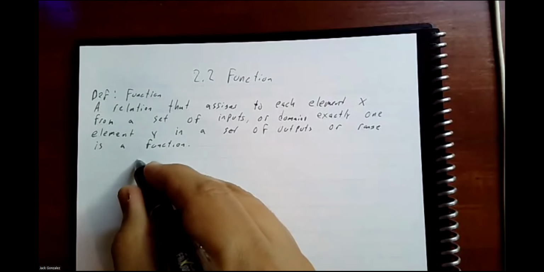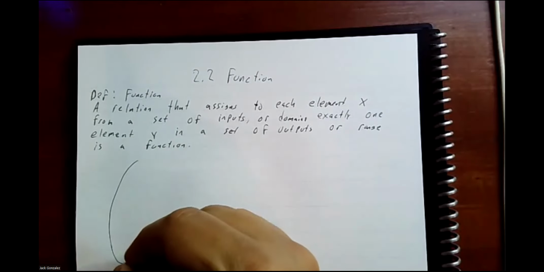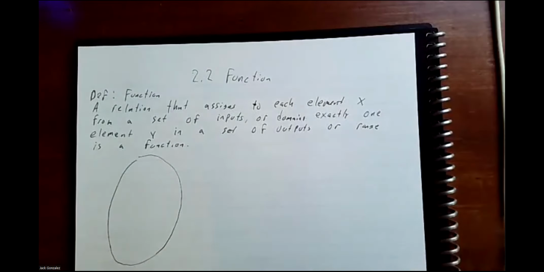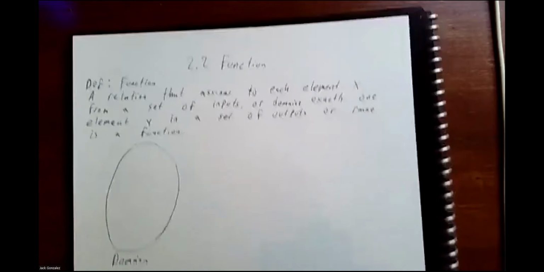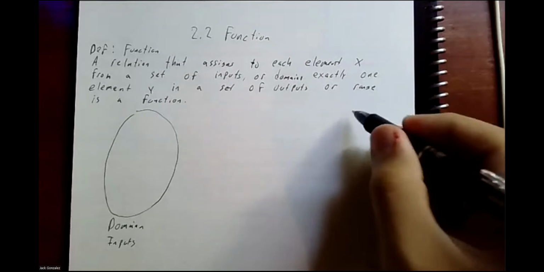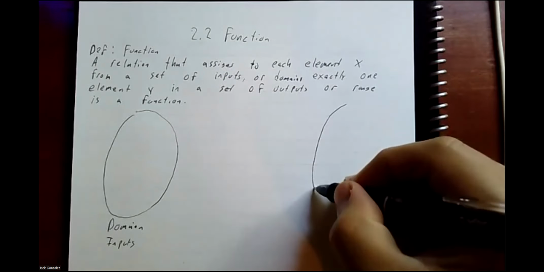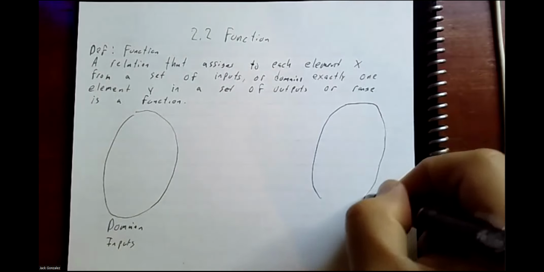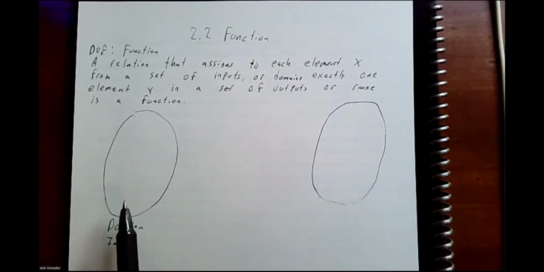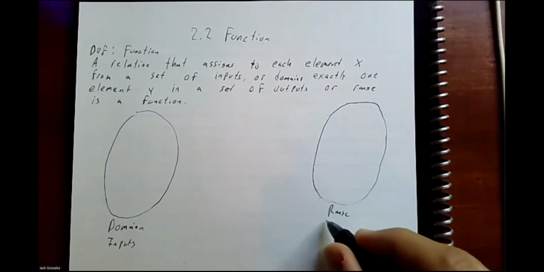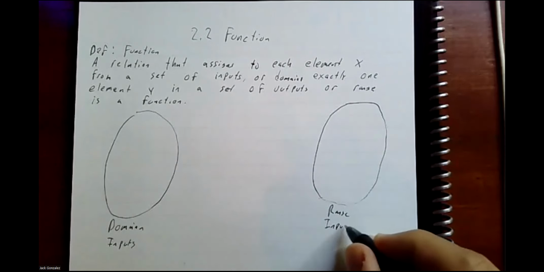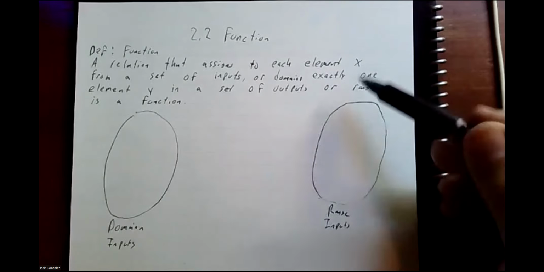So visually, the definition of a function. This is all the domain values, or inputs. And this is all the range values over here. The function is what maps them to the other location. It sends them from here to here. That's what a function does. And a function is a type of relation that fits this definition.